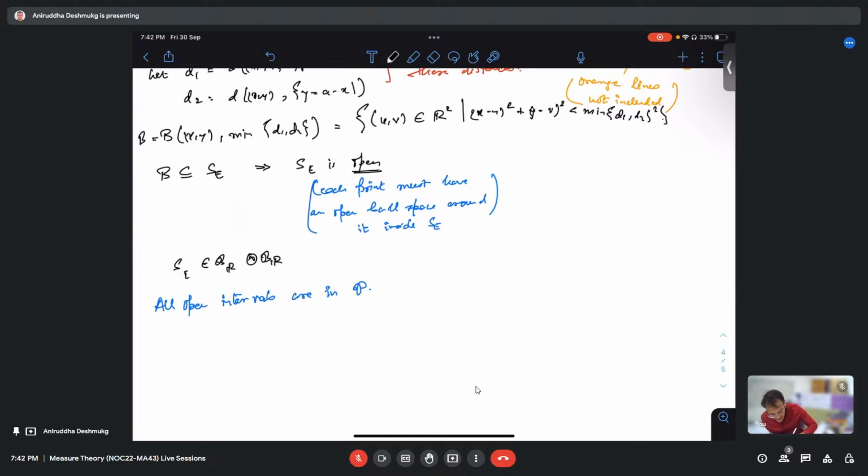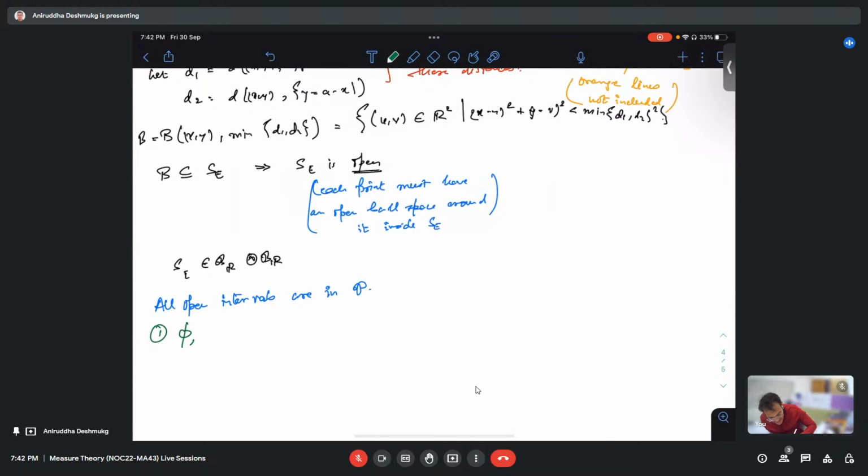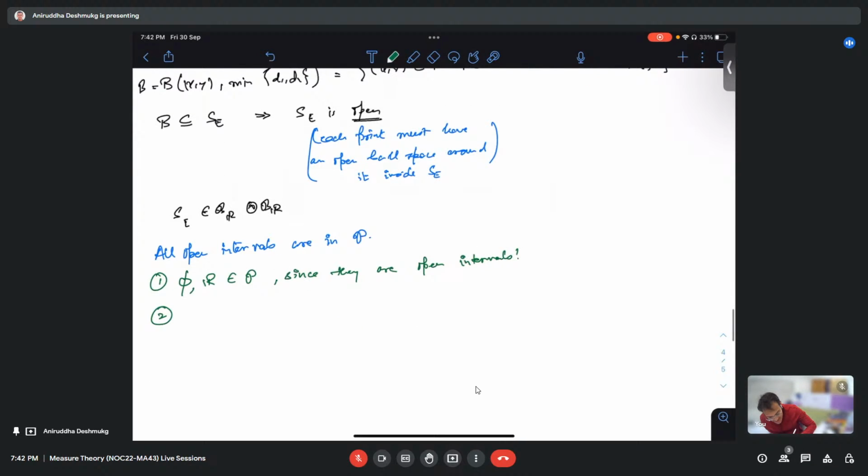So let us start proving it. So first one is very easy, that empty set and all of R are inside P since they are open intervals. Let us start proving the second one. That means if E is inside P, then E complement is inside of P.